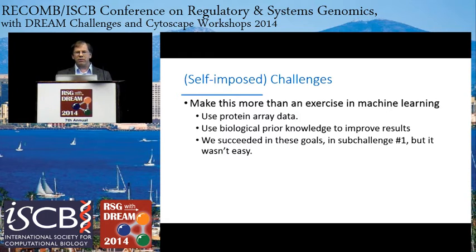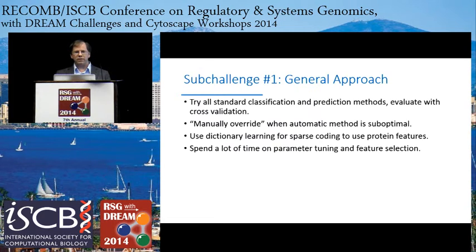But the other thing we wanted to do was use some sort of biological prior knowledge to improve results. Now, what I suggested to Zhilin is that we make pathway diagrams and figure out what the causal relationships were between the various proteins that were measured on the arrays, et cetera. After working on it for a while, it became clear that that was hopeless. So we resorted to at least, finally listing genes in the various pathways and trying to use that to improve our classification. In fact, for subchallenge one, we actually succeeded in improving our scores somewhat. So, but it wasn't easy to do. We felt that it was a triumph to be able to use the protein data effectively and to actually bring some biological knowledge into the process.